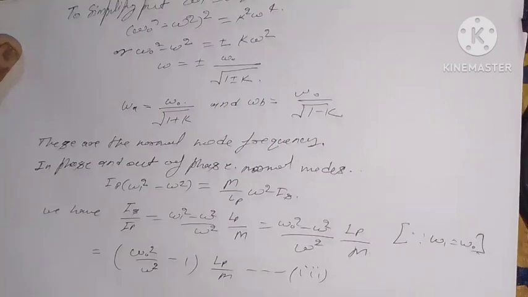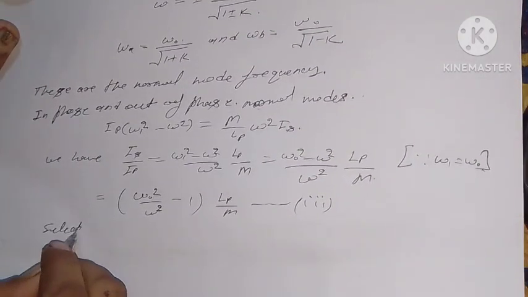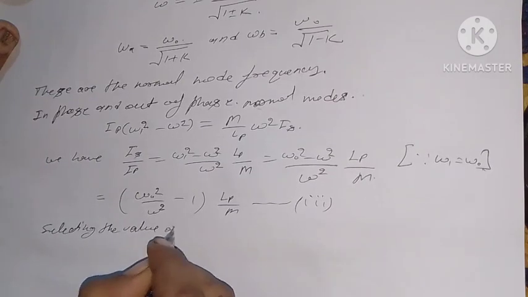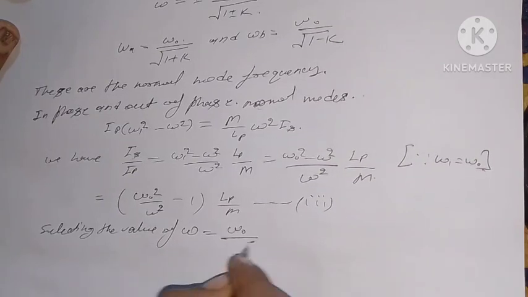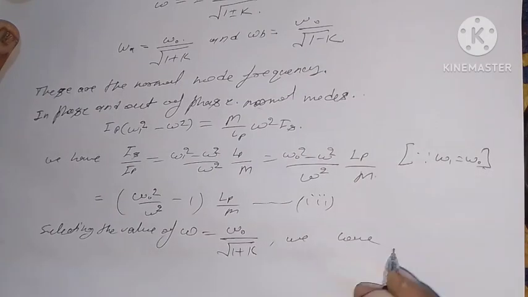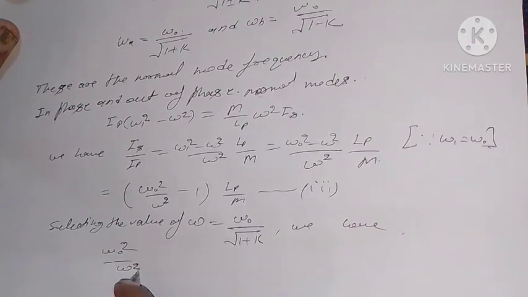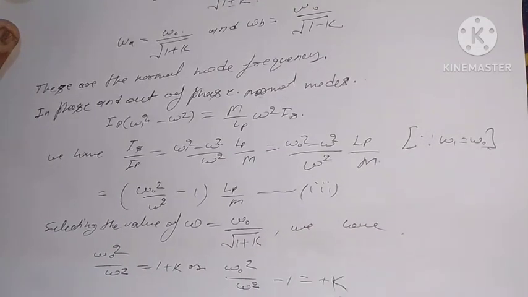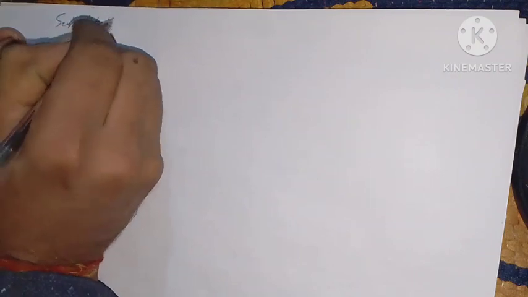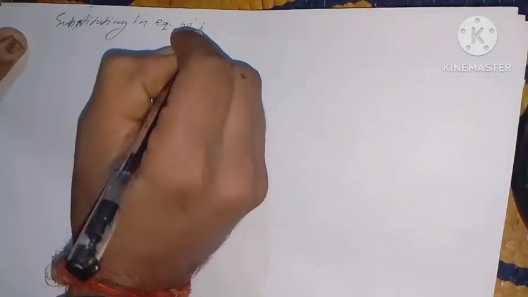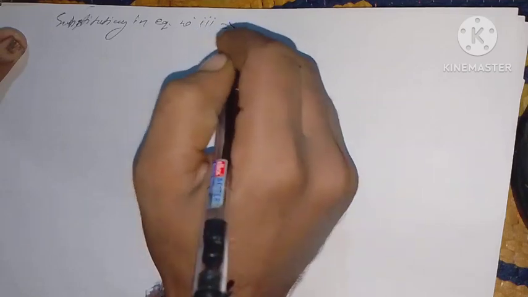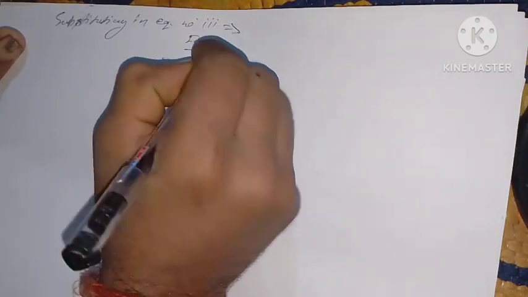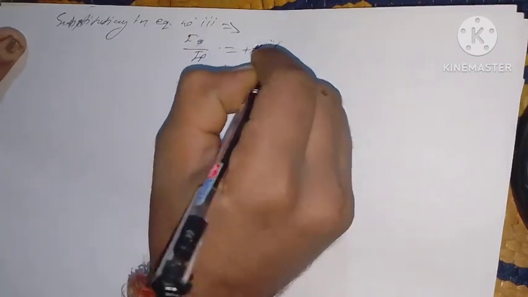Selecting the value of omega equal to omega naught upon under root of 1 plus K, we have omega naught square upon omega square equal to 1 plus K, or omega naught square upon omega square minus 1 equal to plus K. Then substituting in equation number 3, we get IS upon IP equal to plus K LP upon M.